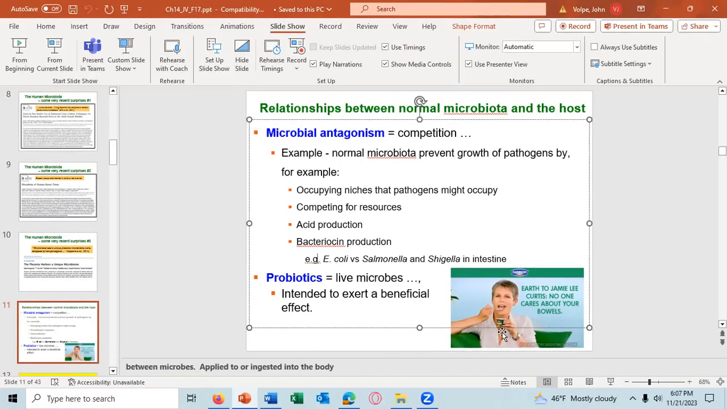I guess we can also mention that sometimes when you take antibiotics, they will tell you to eat yogurt or take a probiotic, and that's to replace the bacteria you lost from your initial dose of antibiotics.